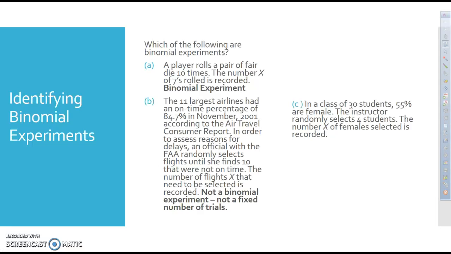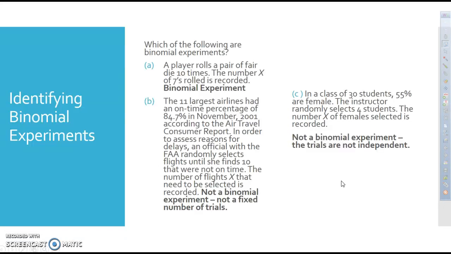This third example, in a class of 30 students, 55% are female. The instructor randomly selects 4 students. The number X of females is recorded. Is that binomial or not? And again, not binomial, it's not independent. As I select one female, I have fewer and fewer students to pick from, and that's going to affect what percentage left are female. So if I have a 55% chance of picking the first one, that percentage should go down as I pick more students randomly. Okay?